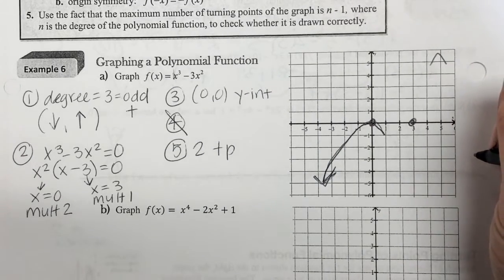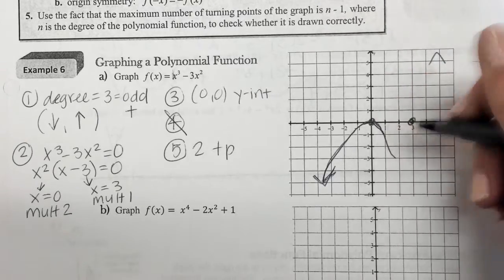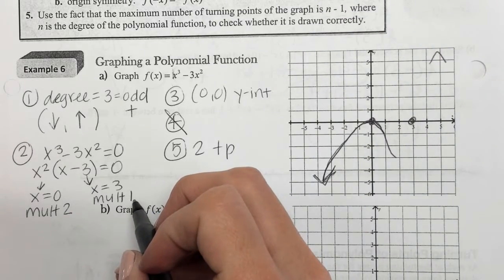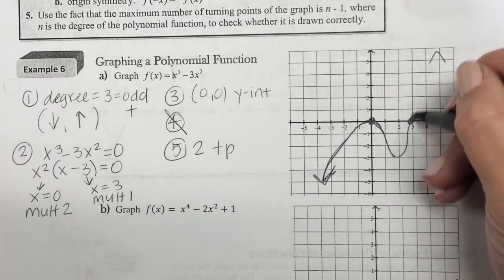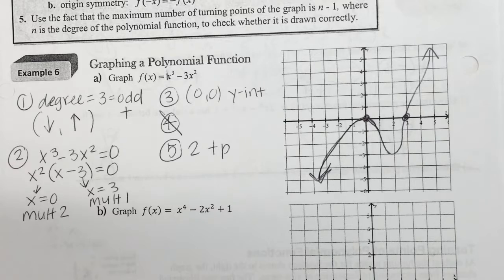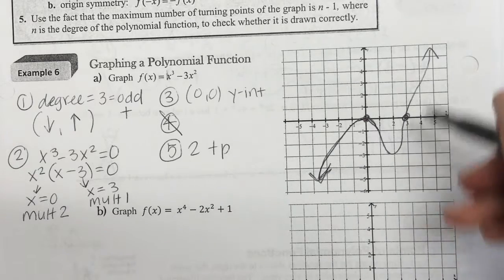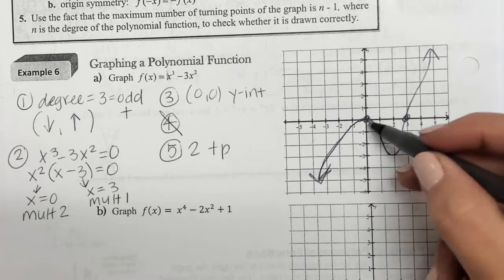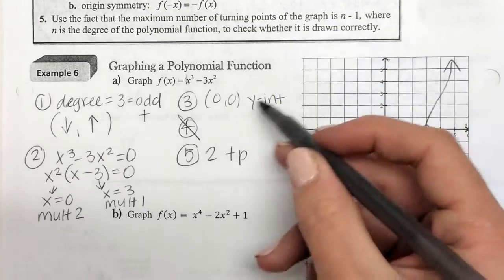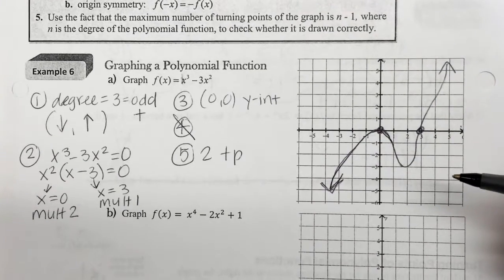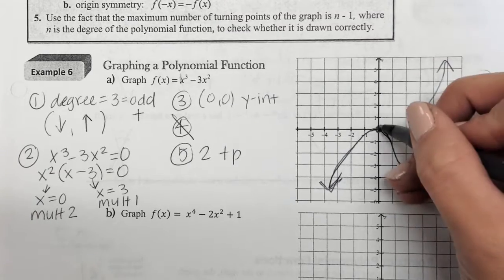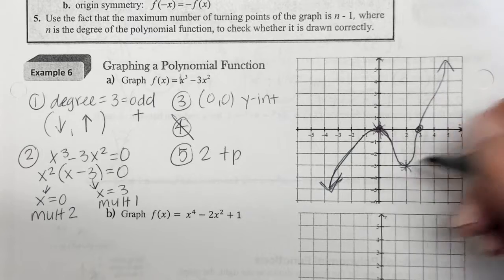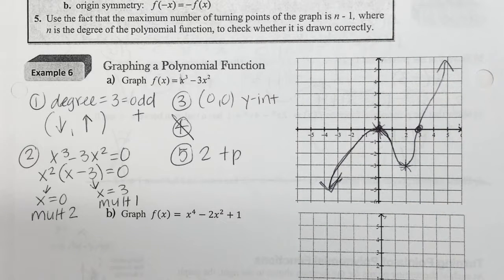But anyways. Then it comes back here, and then this one has an odd multiplicity, so is it going to break through or bounce back? It's going to break through. Good. And it goes up like that. Again, I don't care what's going on here as long as it has the right x-intercepts, the right y-intercept, and the right end behavior. How many turning points do you see here? Two. One right here, one right here. Alright, any questions about that one?